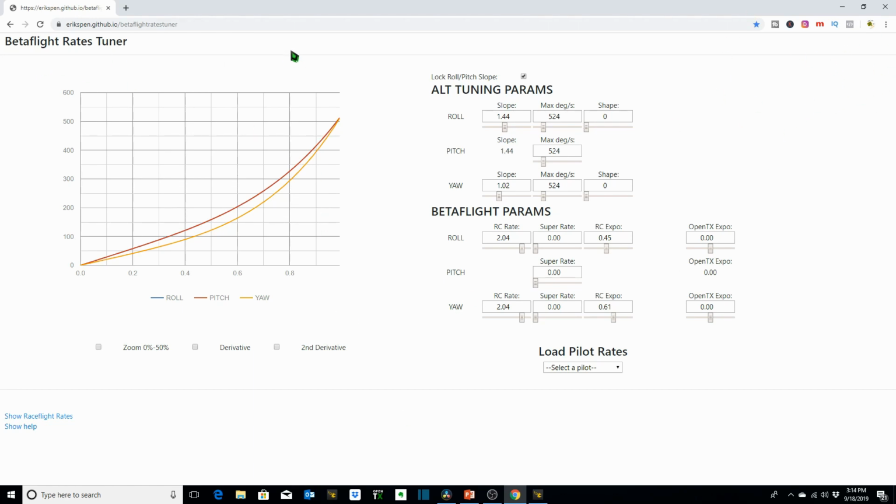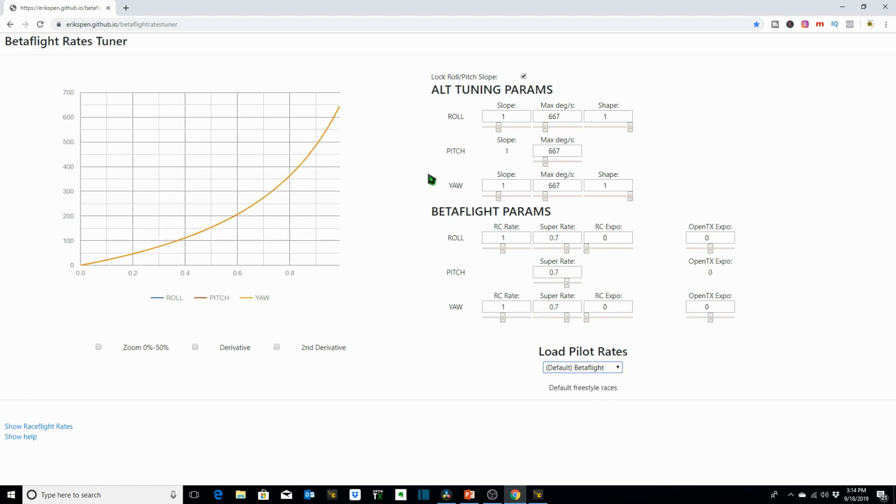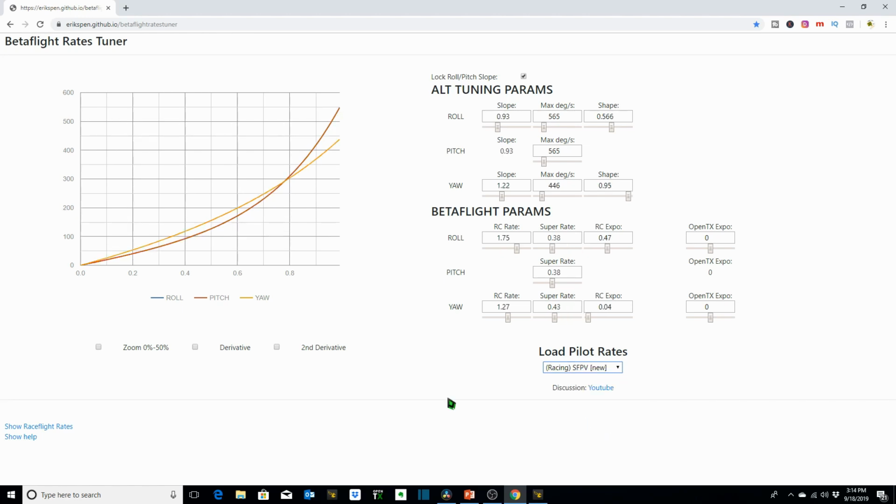What Eric Spen did for the Betaflight Rates Tuner is you can go ahead and load various pilots' rates, or the default Betaflight rates, and he's got different racer rates in here. So for an example, you can go to SFPV, which I believe is San Francisco FPV. He's very active on Velocidrone Racing League, and you can take a look at his rates. Or Minchan, who runs Flight 1, and these are the Betaflight equivalent of his Flight 1 rates, I believe.